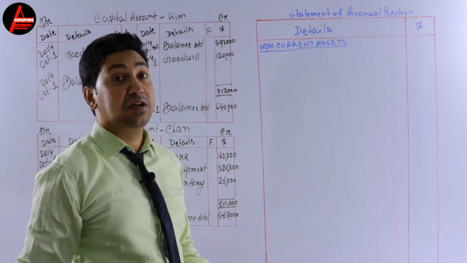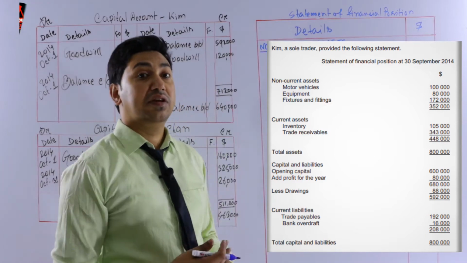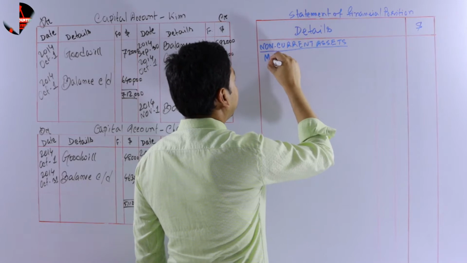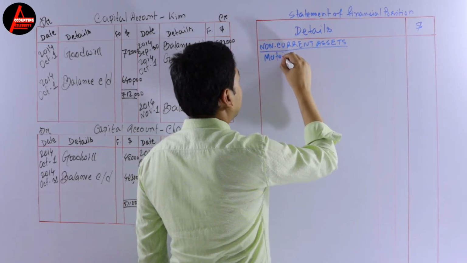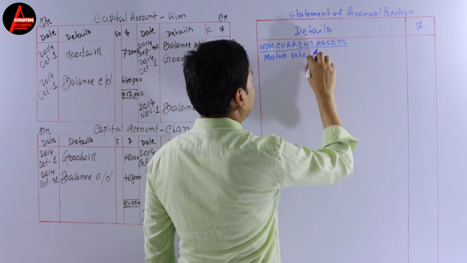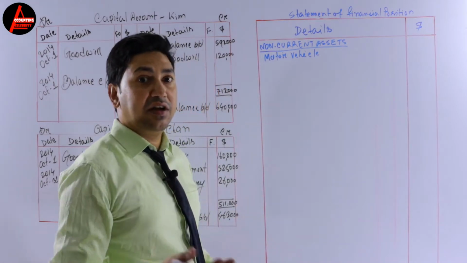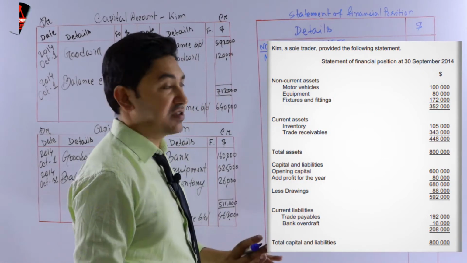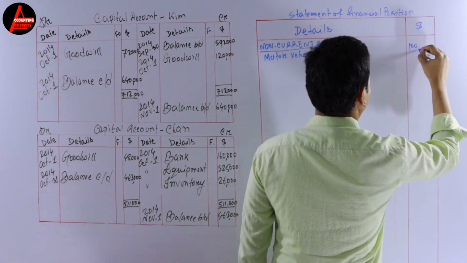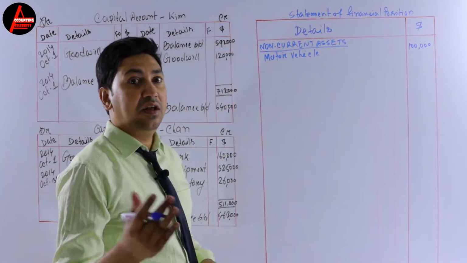So look at the question. What non-current assets are given here? First one is motor vehicle. So let us write here motor vehicle. Motor vehicle is here 100,000. So it has no change. The same value will be here, 100,000.